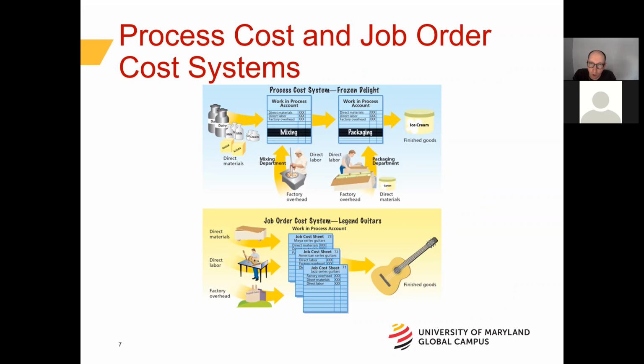Then we add in direct labor from the mixing department, and we add in some factory overhead from the mixing department. Once the mixing department is complete with their part of the process, the ice cream moves down the conveyor belt, we'll pretend it's a conveyor belt, or it gets put on a pallet jack and moved to the next department, right? And in that process, the costs, of course, go with the product, and they get transferred from the mixing department to the packaging department.